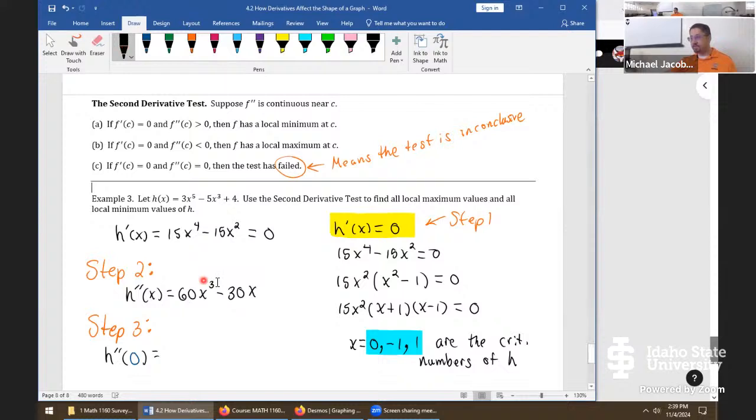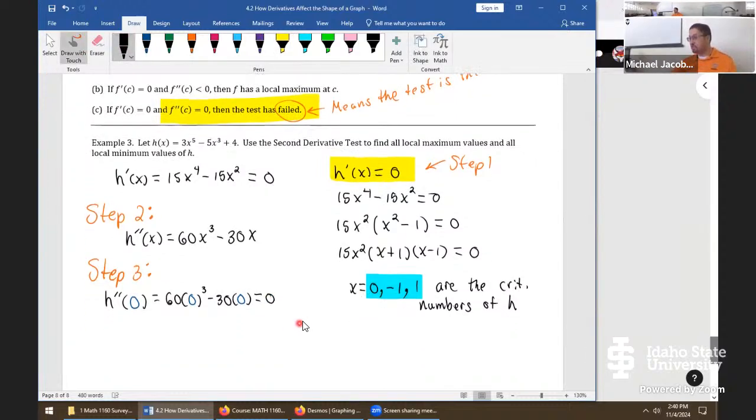So at 0, we're going to get a 0 here and a 0 here. So the whole thing comes out as 60 times 0 cubed, minus 30 times 0, but now that comes out, it has a value of 0. We're in this situation. The test has failed, and that means at the critical number 0, we have no information whatsoever. It could be a local minimum, a local maximum, or neither, none of the above.